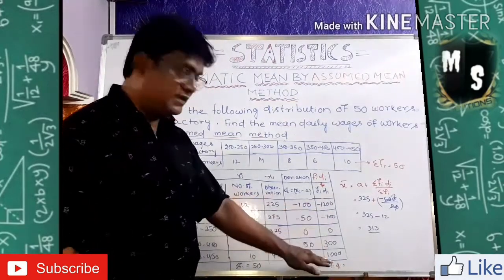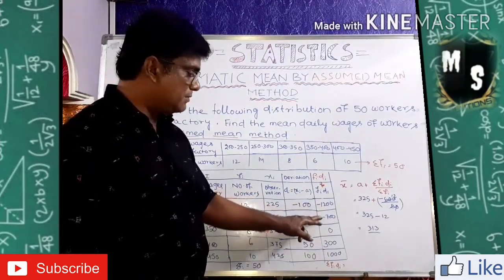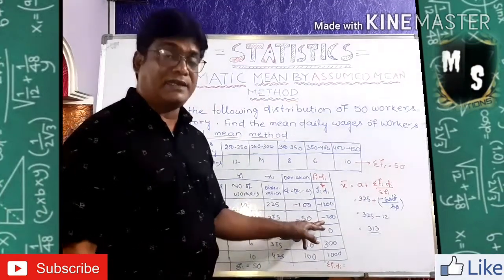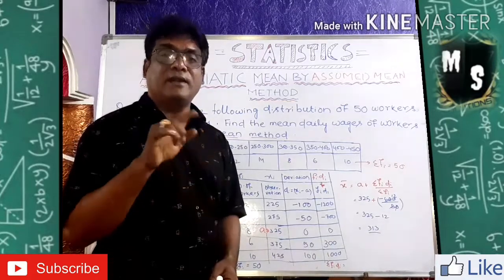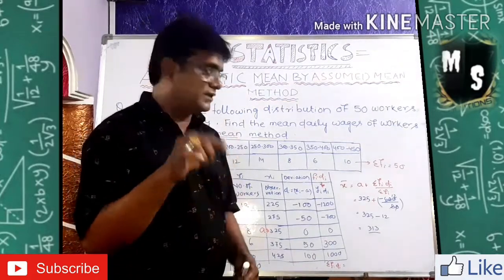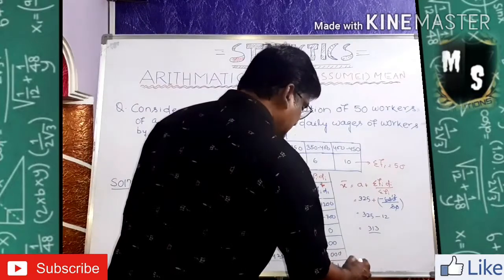That means I will add it. First add the negatives: minus 1200, minus 700, minus 1900. Now the positives: 300 plus 1000 is 1300. So minus 1900 plus 1300 is minus 600. So it is coming minus 600.